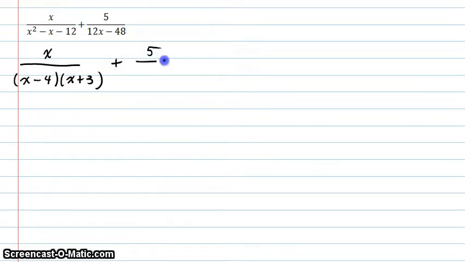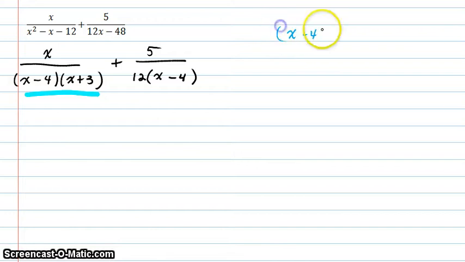Then in the second fraction I have 12x minus 48. 12 goes into both of those numbers, so I'm going to bring it out front. I'm left over with x minus 4. Okay, so I'm going to use my two different colors again. In the blue, I have x minus 4 times x plus 3. That's my blue denominator. And my pink denominator is 12, which I'm going to write out front, times x minus 4.